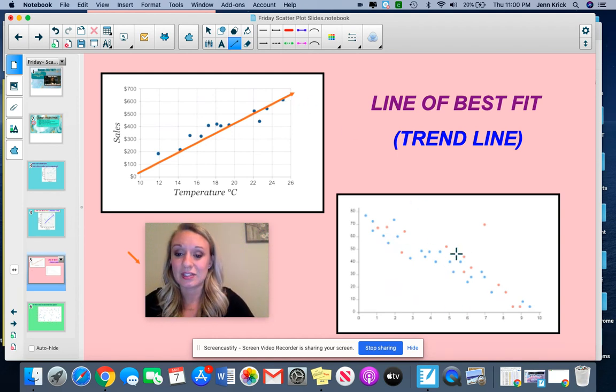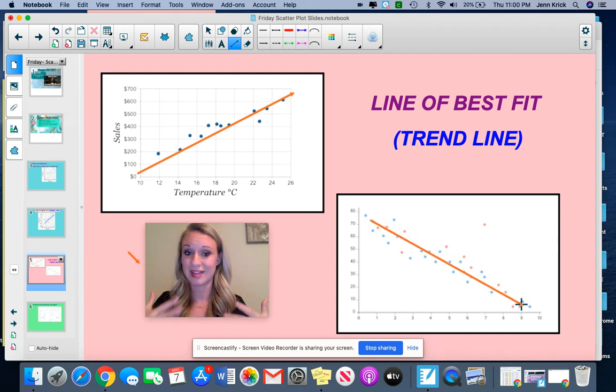If you're looking at this graph here, notice that it's going down, so your line of best fit will also be going down. And notice I drew it just right in the middle of the data points. That's showing that the greatest fit for those data points is the orange line shown.